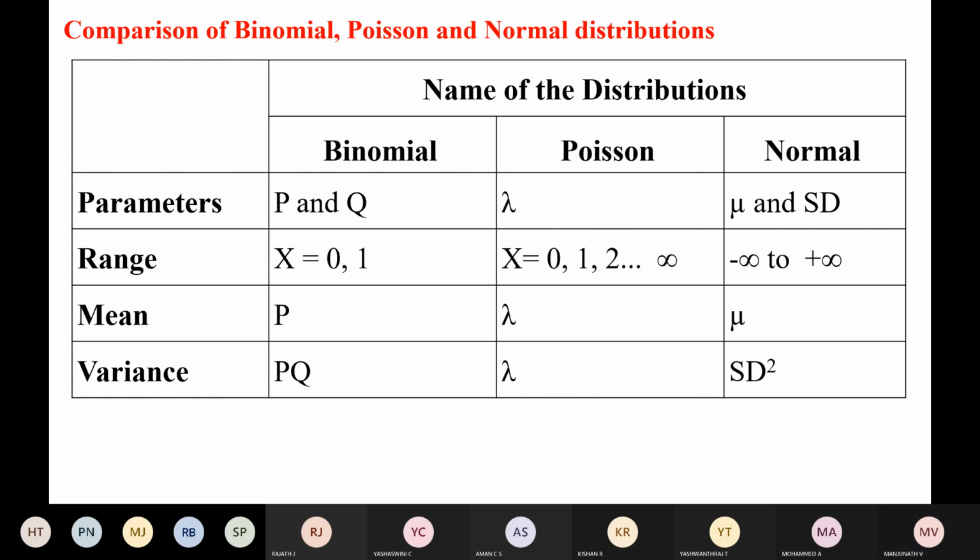Next, this mu is called the mean. In normal distribution there is a symbol called mu and SD. We read it as mu, that is the mean. And here we call this lambda. Lambda is equal to mean.